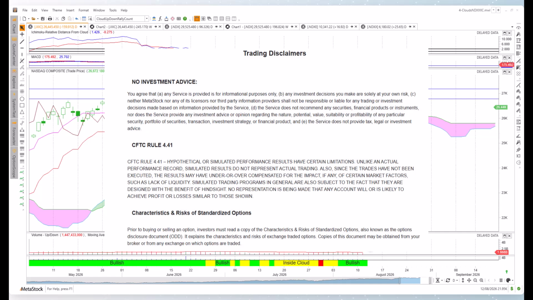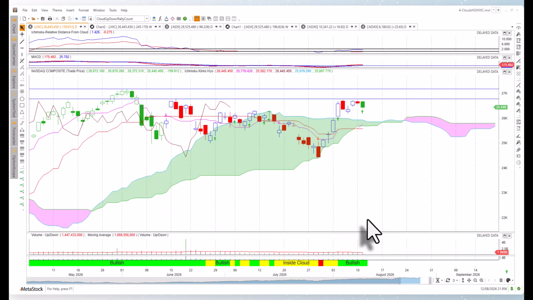Good morning, traders. Richard here doing a quick Ichimoku cloud chart market review of the Nasdaq Composite Index, the Nasdaq 100 Index, and we'll also look at the Nasdaq Equal Weighted and the Nasdaq 100 Excluding Tech Index to just get a feel for what the market's doing and where the support and resistance levels are.